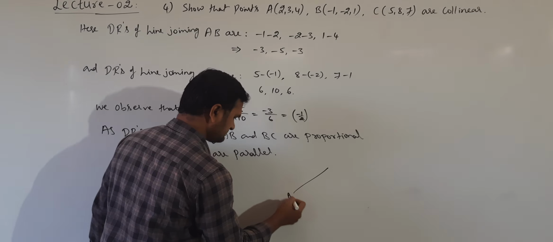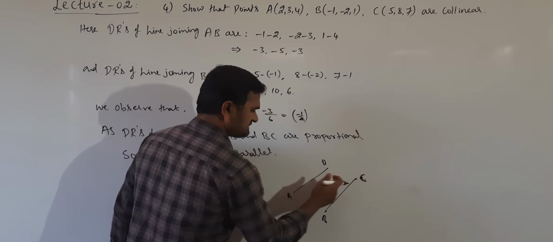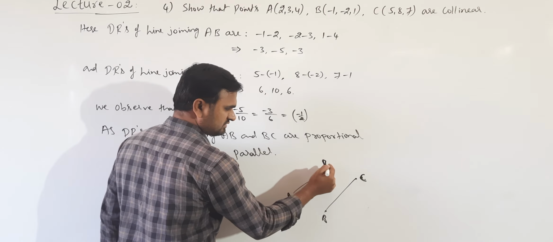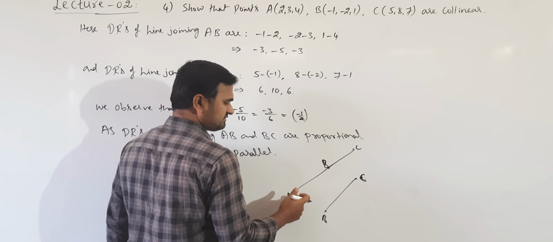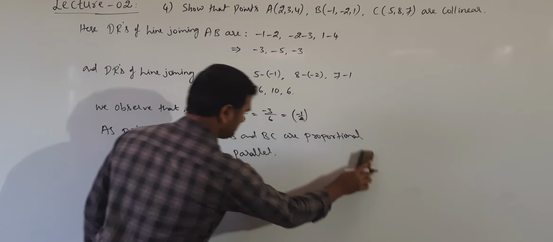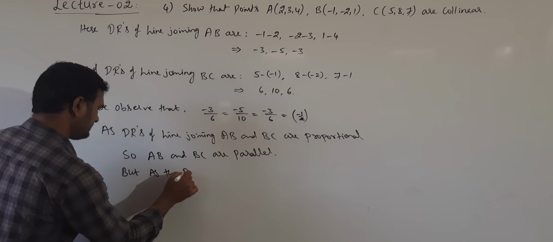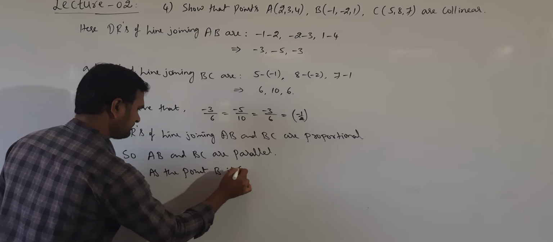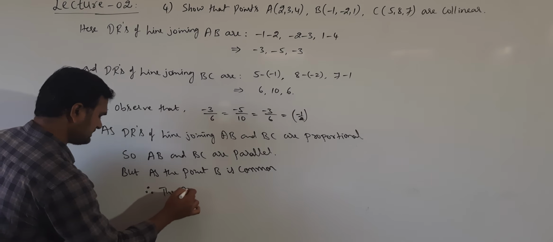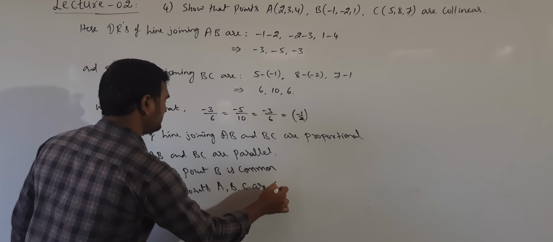Actually, we have to draw it like this. Suppose this is AB, and BC will be like this. But if you see here, B is a point which is common. B is common means where do you have to draw BC? You have to draw BC here only. So we can say that the points are collinear. AB and BC are parallel, but as the point B is common, therefore the points A, B, C are collinear.